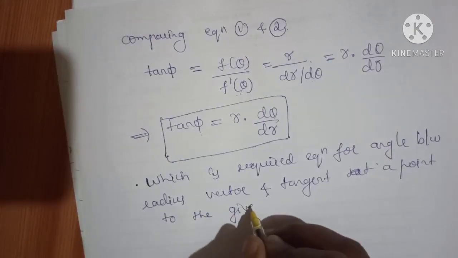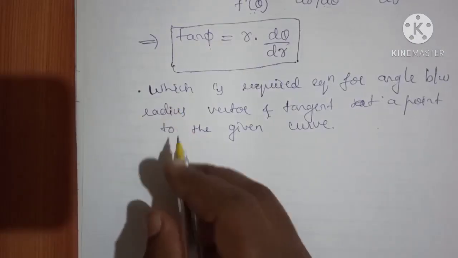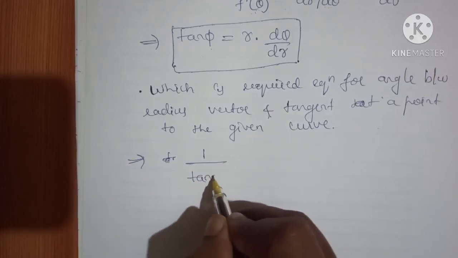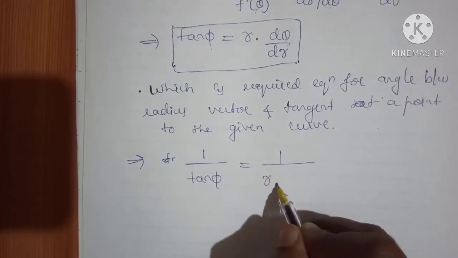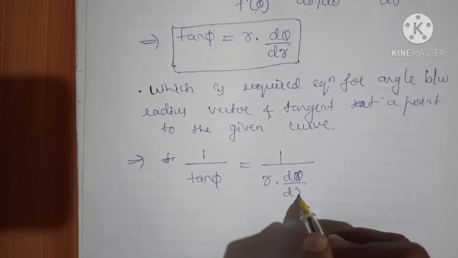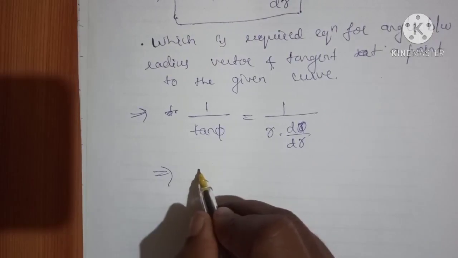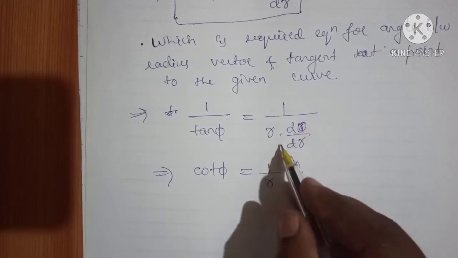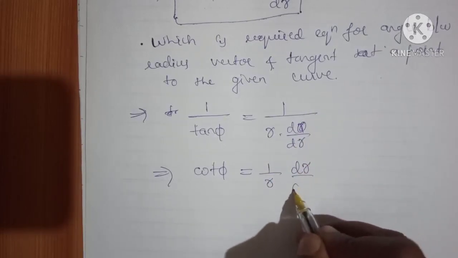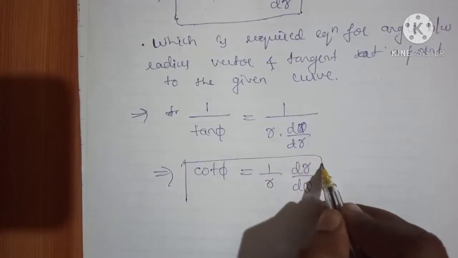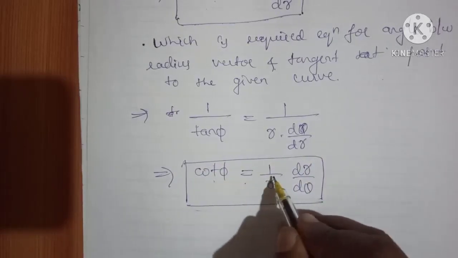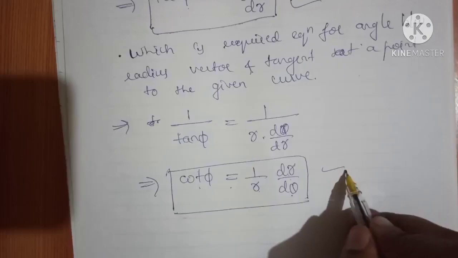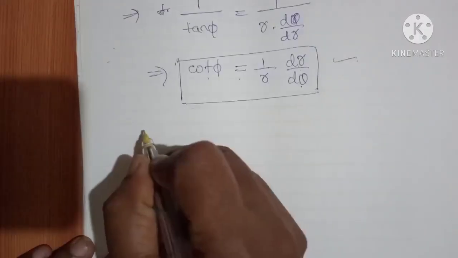Okay, taking the reciprocal on both sides, we can write 1 divided by tan phi equals 1 divided by r d theta divided by dr, or 1 by tan phi, which is cot phi, equals 1 by r, taking this to the numerator, dr divided by d theta. Thus this formula is also known as cot phi equals 1 by r dr by d theta. Either you can use this formula or this one. Problems.